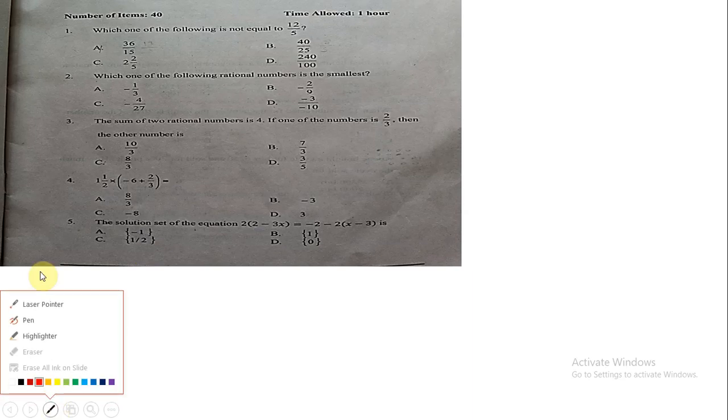Now the first question says, which one of the following is not equal to 12 over 5? If you divide 36 over 15, it will be 12 over 5, right? And if you divide here, 5 times 2 is 10, 10 plus 2 is 12, so that means 12 over 5. So it's also equal to 12 over 5.